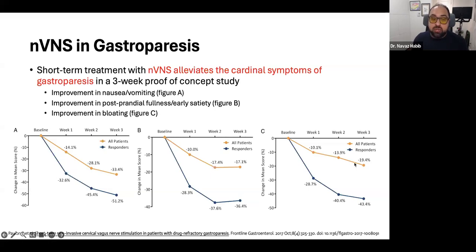Now, not every patient was a responder. This is across the board, right? Not 100% of people are going to experience it. Maybe something was going on from a microbiome dysbiosis perspective. Maybe there was actual injury to the vagus nerve that was incapable of being stimulated at that point. But when they did respond, they responded very, very well. Between 35 and 50% improvement in these symptoms in just 3 weeks of stimulation.